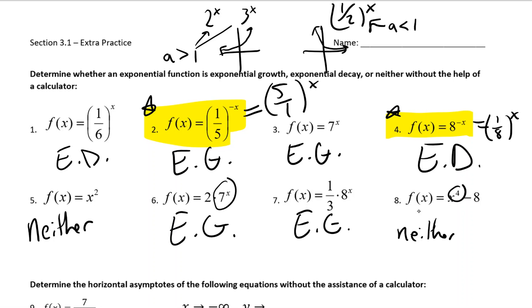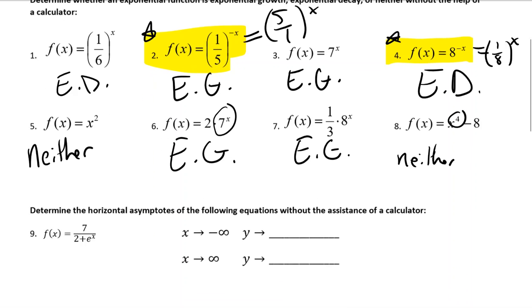All right, any questions for 1 through 8? Again, that's without a calculator. This quiz, which is next class, will be without a calculator. You can't just graph it and see what it looks like.